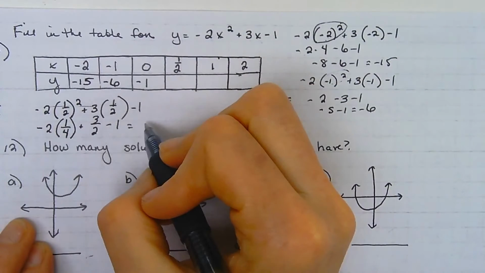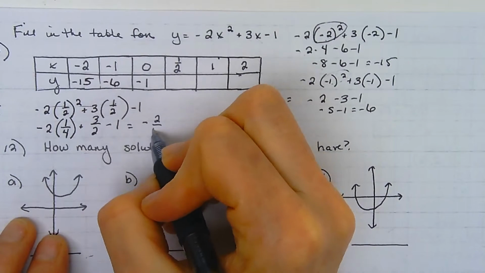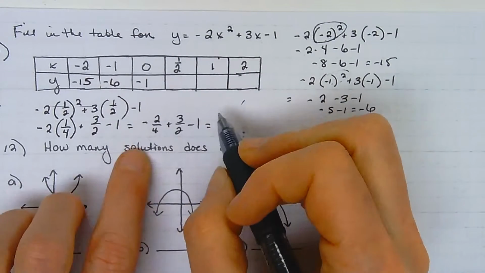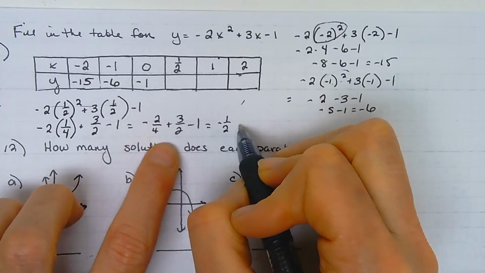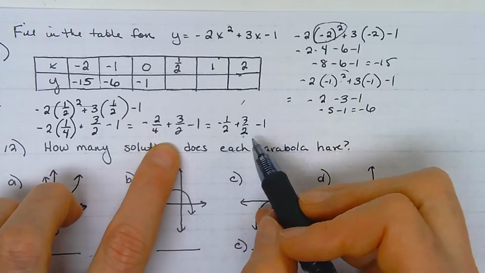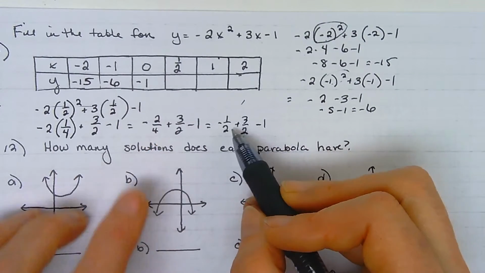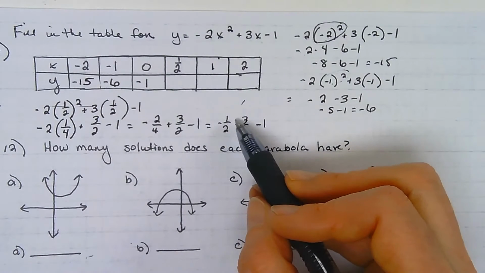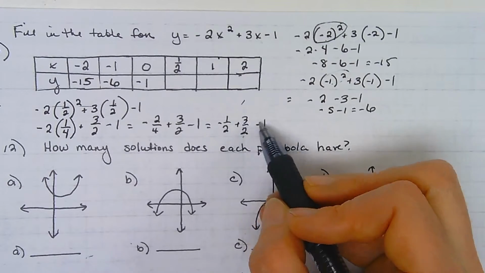Well, that's equal to -2/4 plus 3/2 minus 1. That's -1/2 plus 3/2 minus 1. Well, -1/2 plus 3/2 is 2 over 2, which is 1, so this is 0.